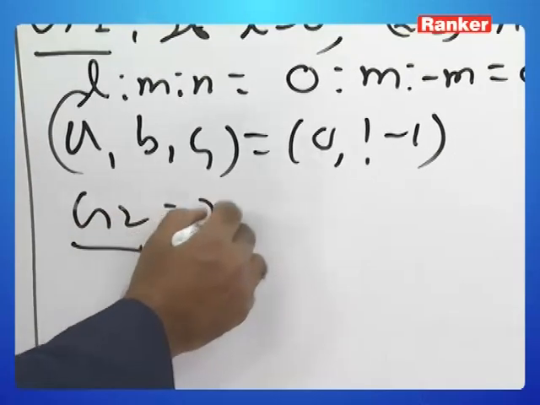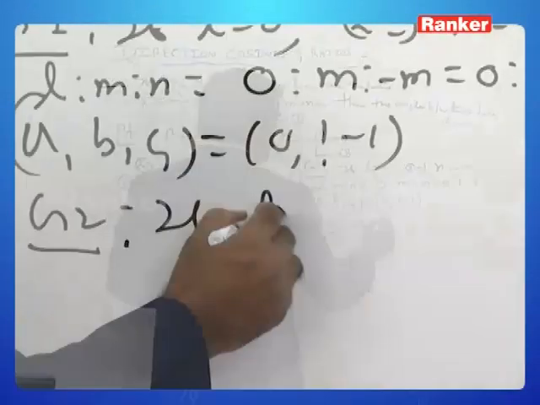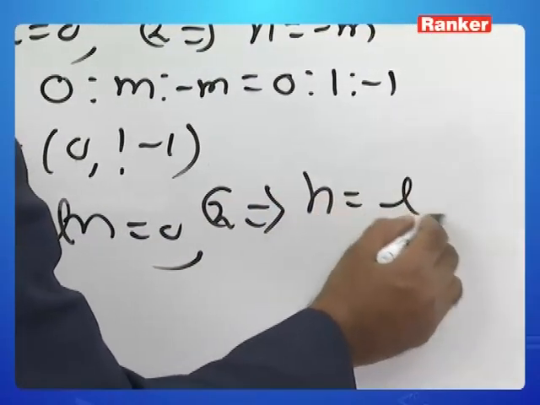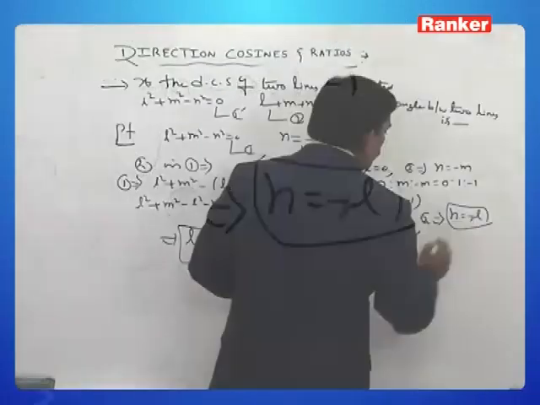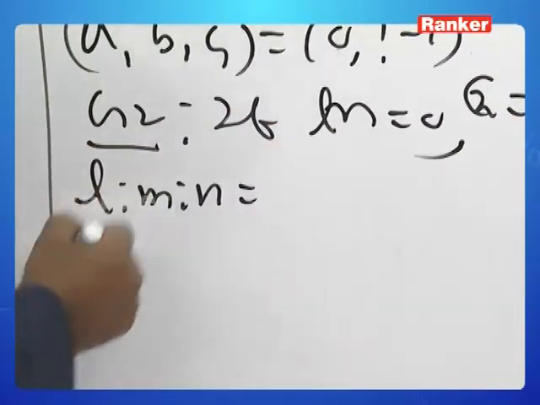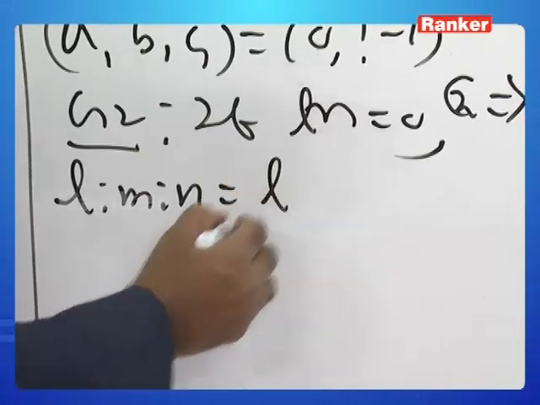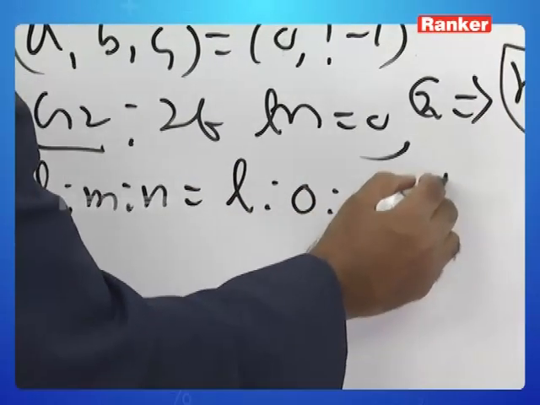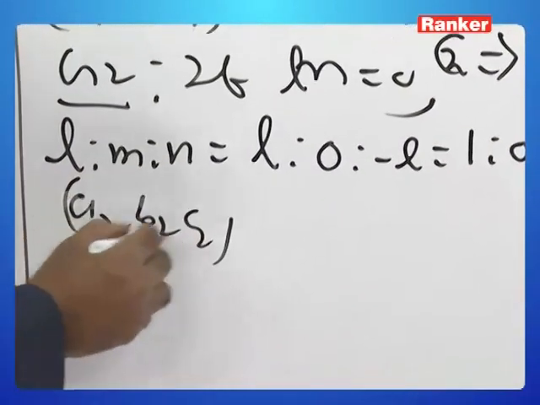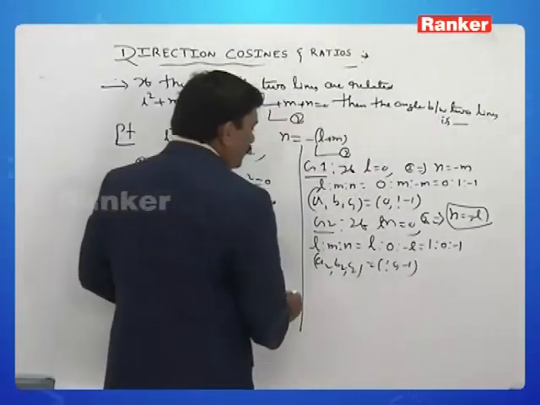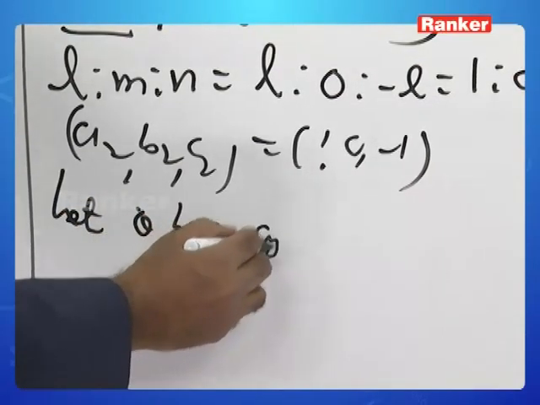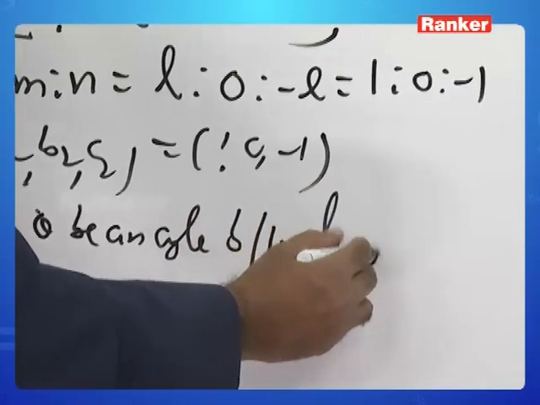Now I go for case 2. If M is equal to 0, so therefore, what does 2 imply? 2 implies N is equal to minus L. So therefore, now I will write L is to M is to N is equal to L is to 0, and N is minus L. 1 is to 0 is to minus 1. So therefore, A2, B2, C2 is equal to 1, 0, minus 1. So therefore, let theta be an angle between two lines.